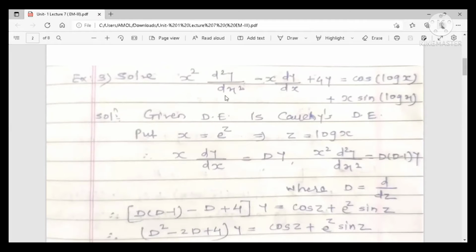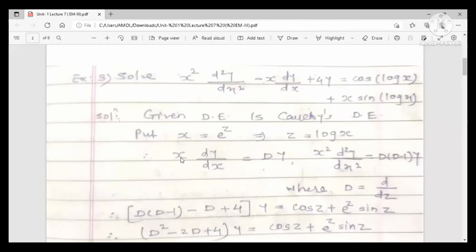Now, this is clear that with every derivative term, there is a polynomial function. So the given differential equation is Cauchy's equation. You state here, the given differential equation is Cauchy's differential equation. Now, you know how to reduce it to LDE. The substitution is: put x is equal to e raised to z, so z is equal to log of x.